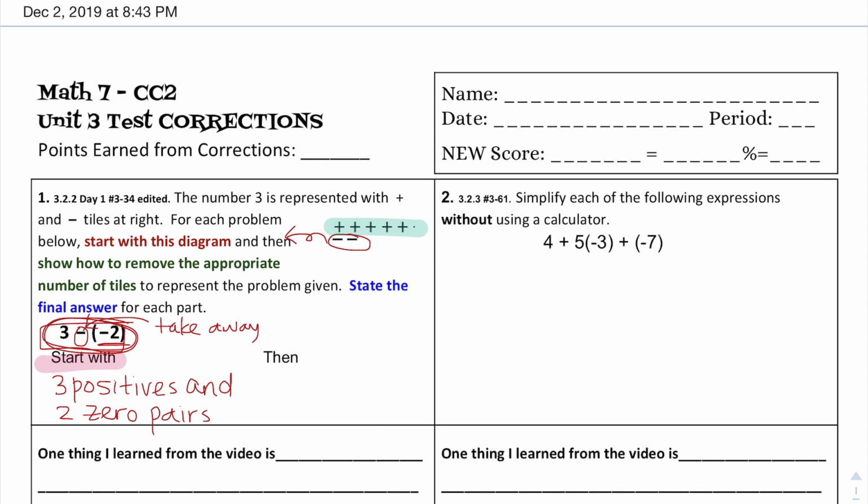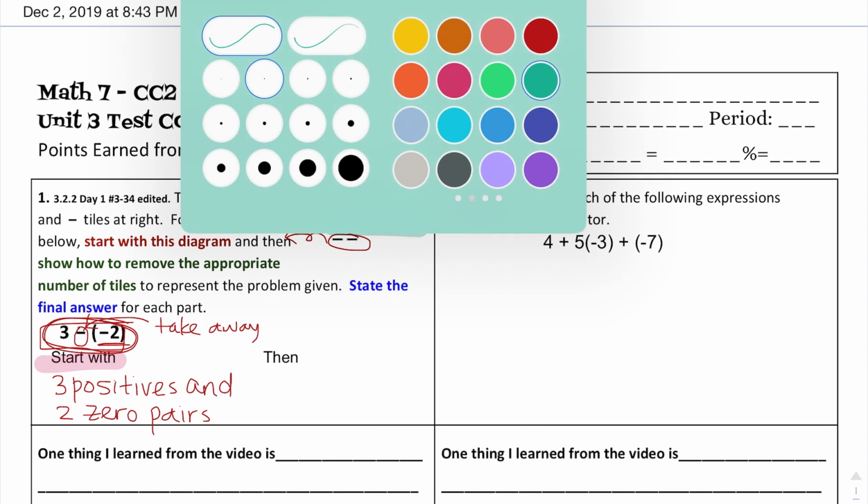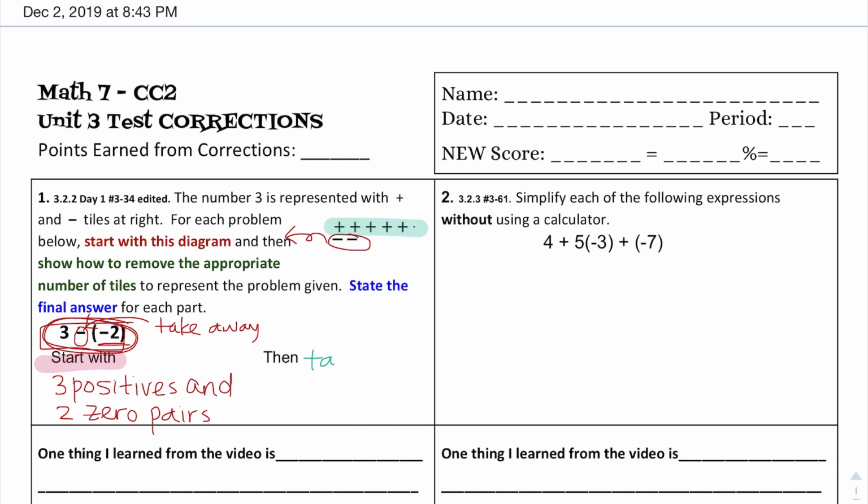So what you needed to say right here is then take away 2 negatives, okay, period. And then right here in this part of the problem, I was expecting you to write down the answer, the solution. State the final answer for each part.